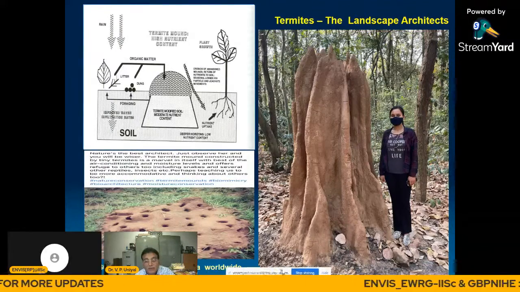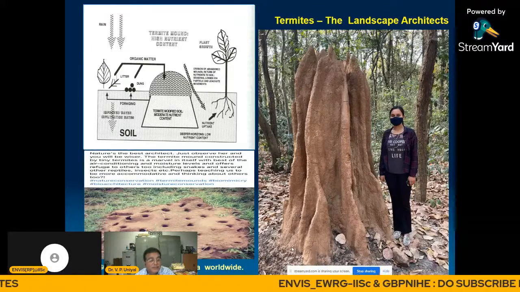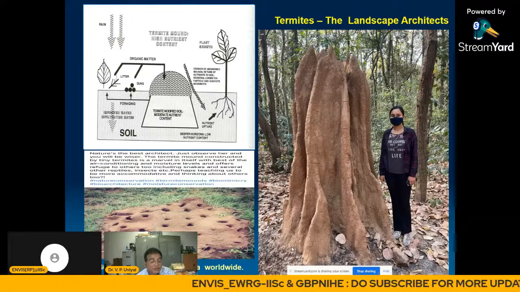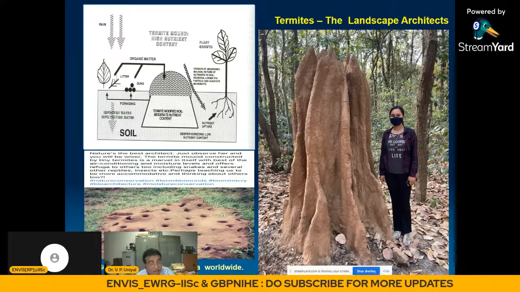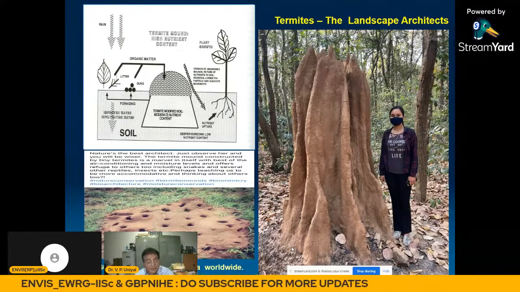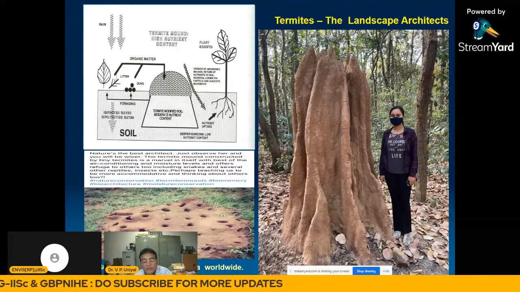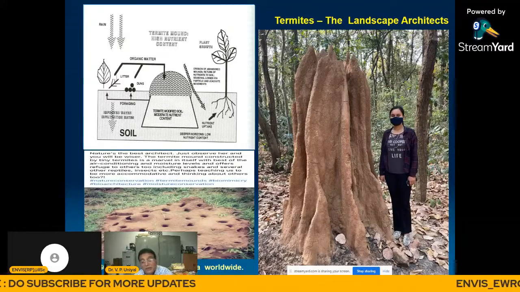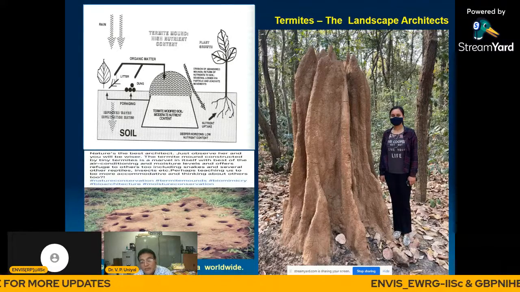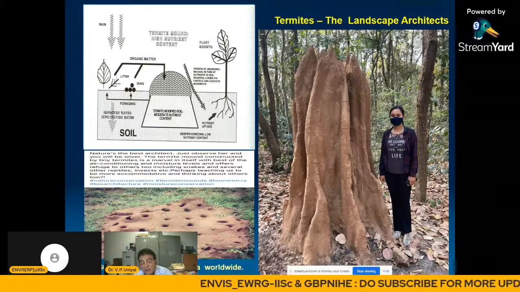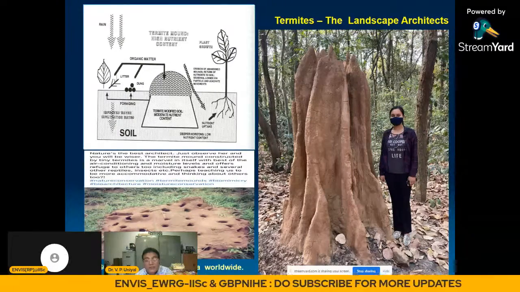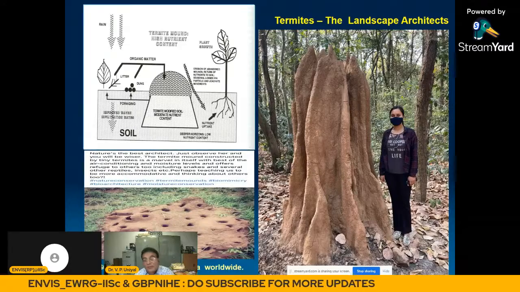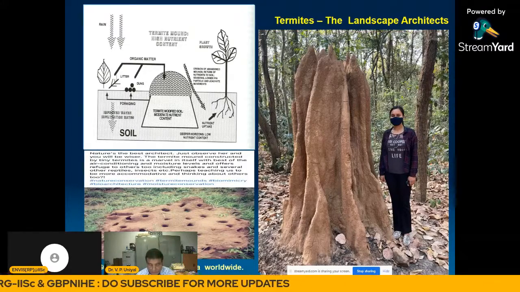We have roughly 2,600 species and 281 genera worldwide, and the country has 253 species of termites. A limited number of scientists are currently working on termites. Nobody is going to touch the termites, but the termite is in the forest. A large number of termite mounds means your forest is very healthy. It's a kind of indicator of the forest.